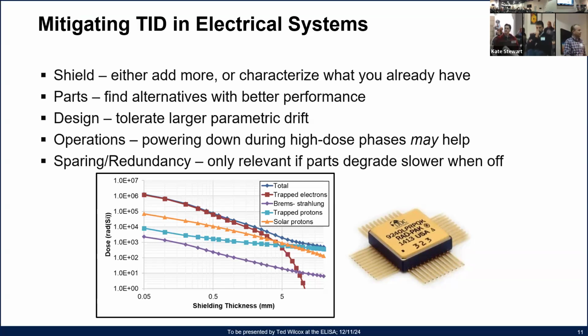So maybe we're turning off when we pass through the South Atlantic anomaly, so our devices are not biased when they're receiving the dose, which can have an effect on the absorption of the dose and the parametric changes. And sometimes we're employing sparing and redundancy. If we know the devices will not degrade the same when they are turned off, we can have redundant copies of parts, systems, and assemblies.